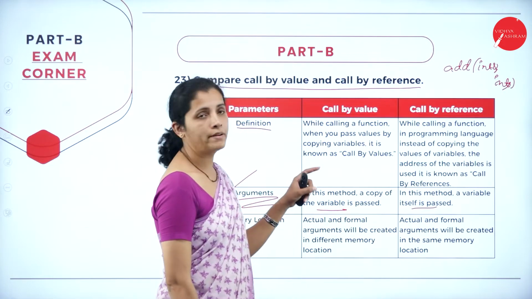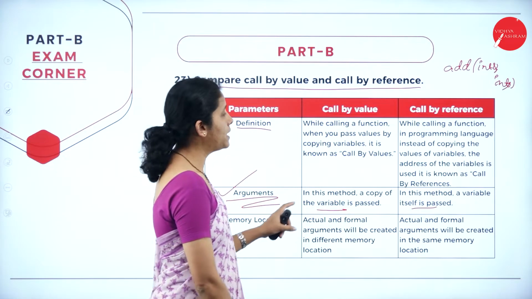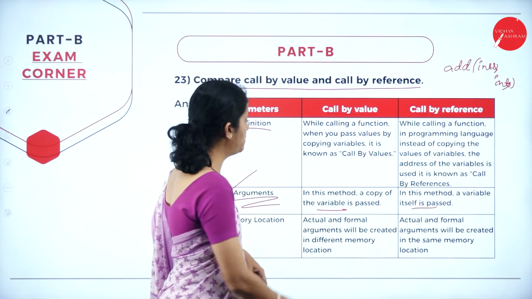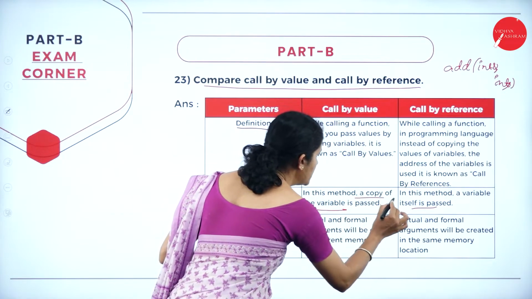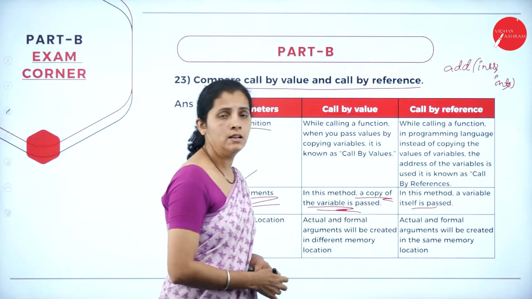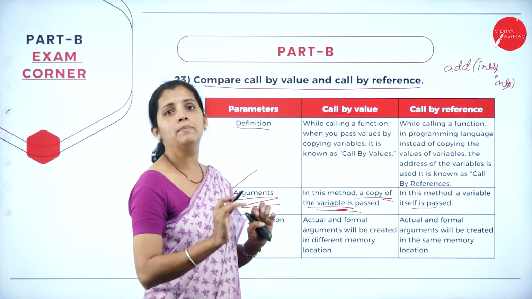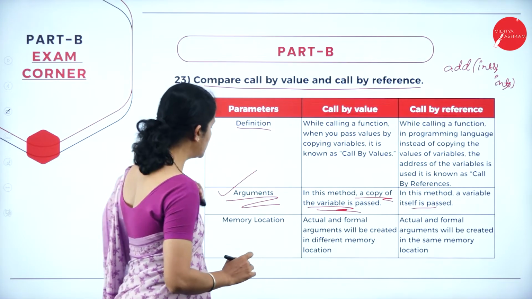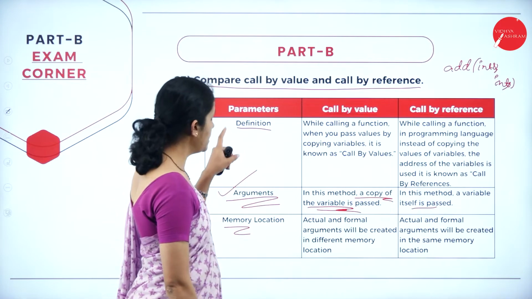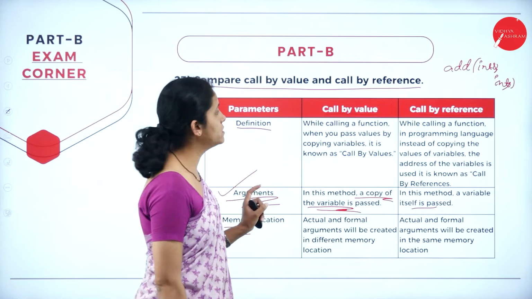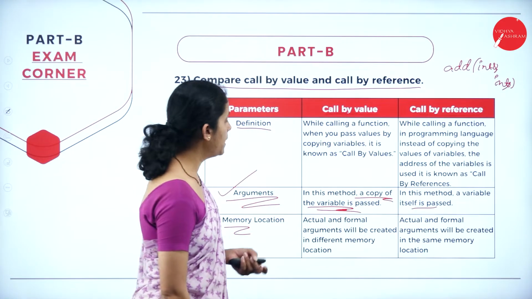In call by reference, I'm going to pass the variable itself. But in call by value, I'm going to pass the copy of the variable. Now, the third difference here is memory location. So, based on the memory location, I'm going to differentiate what is call by value and what is call by reference.